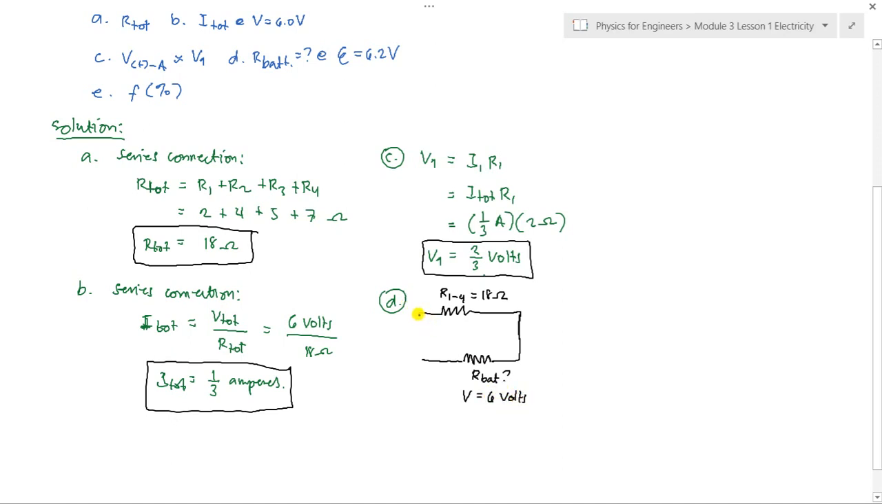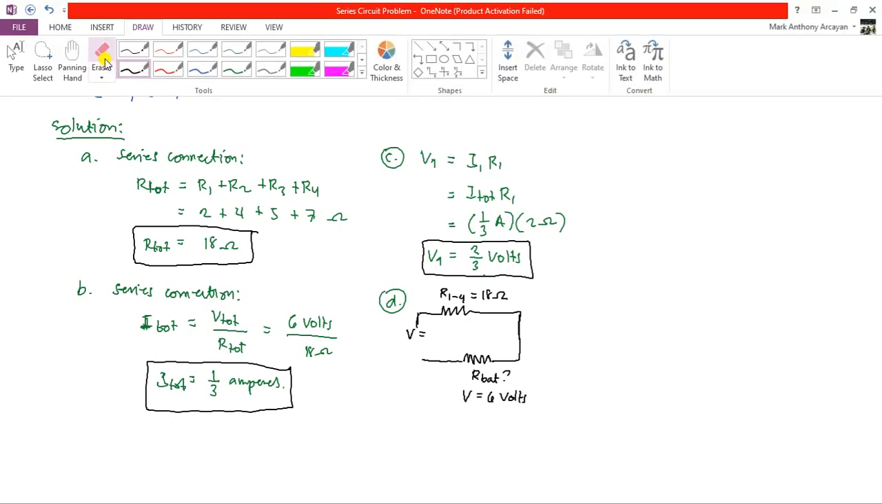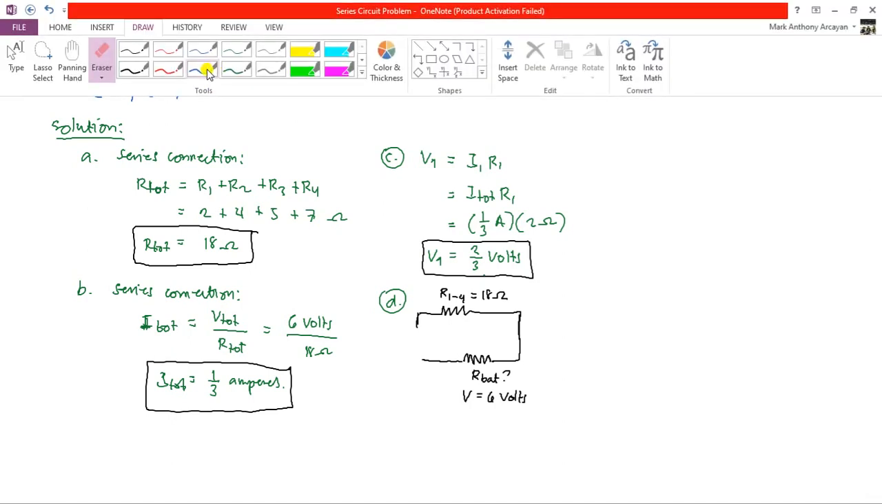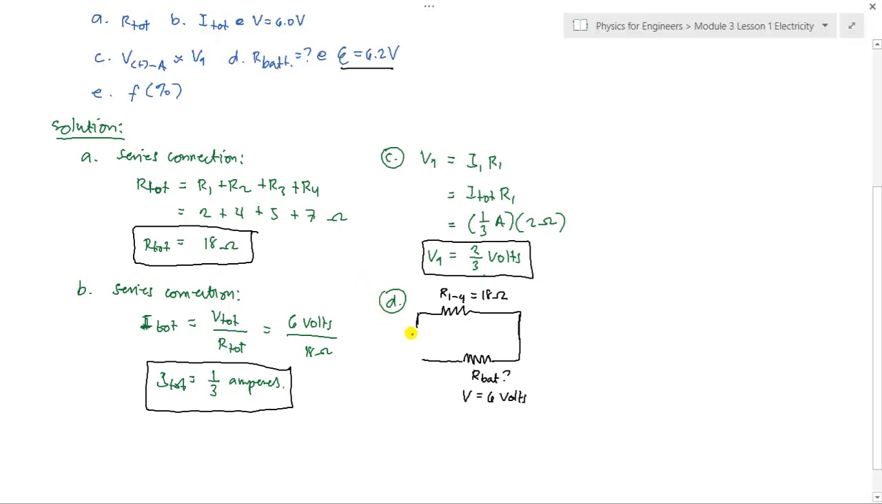And the open circuit voltage, that is V equals E, which is given here. E here is equal to 6.2 volts.